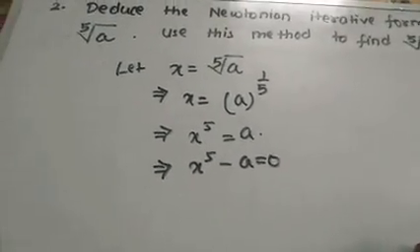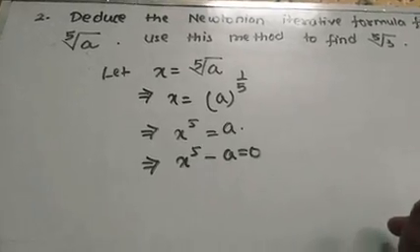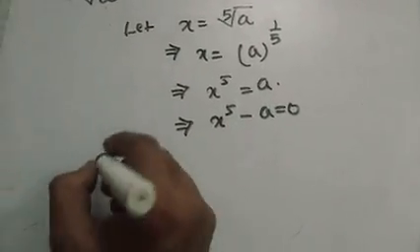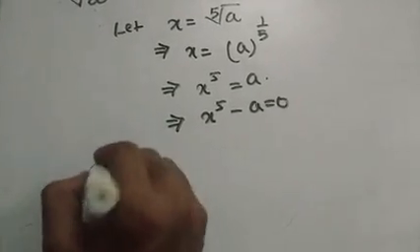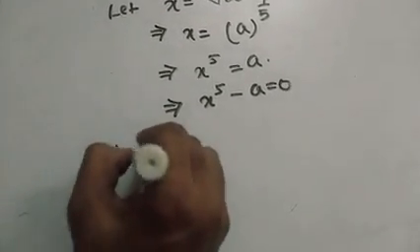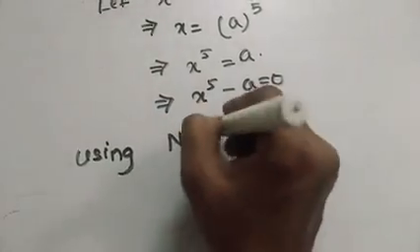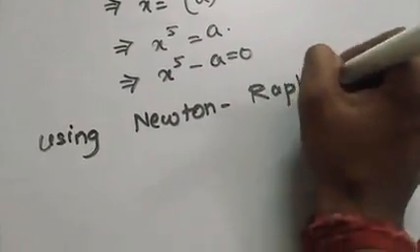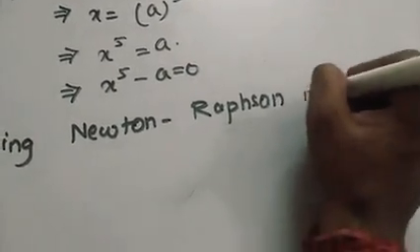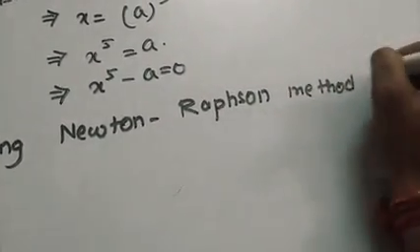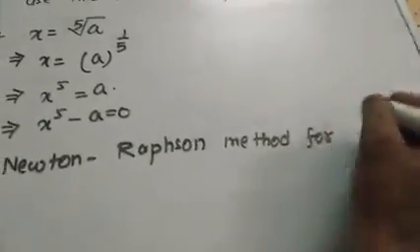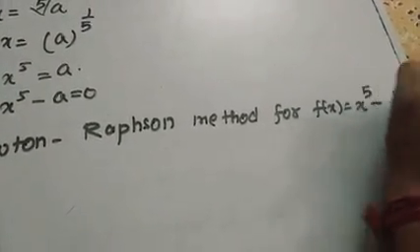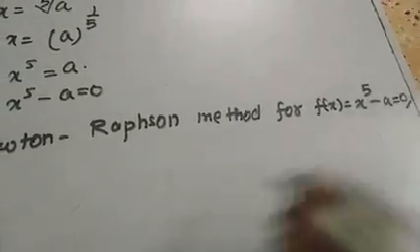Okay. Now we will use the Newton iterative formula for this method. So we will write, using the Newton Raphson method for f of x equals x to the power 5 minus a equals 0.